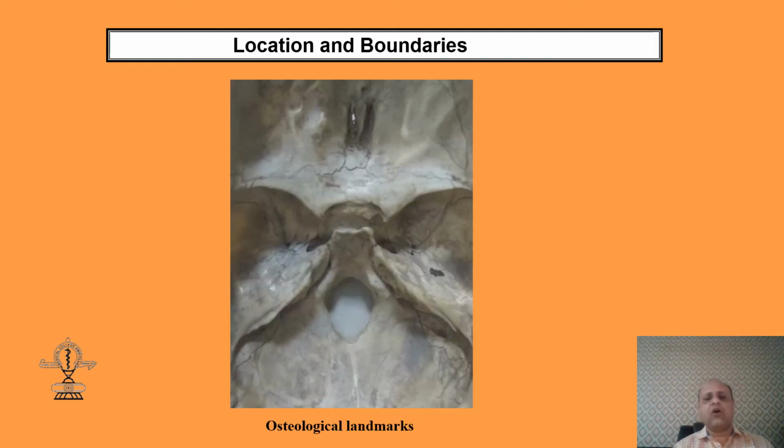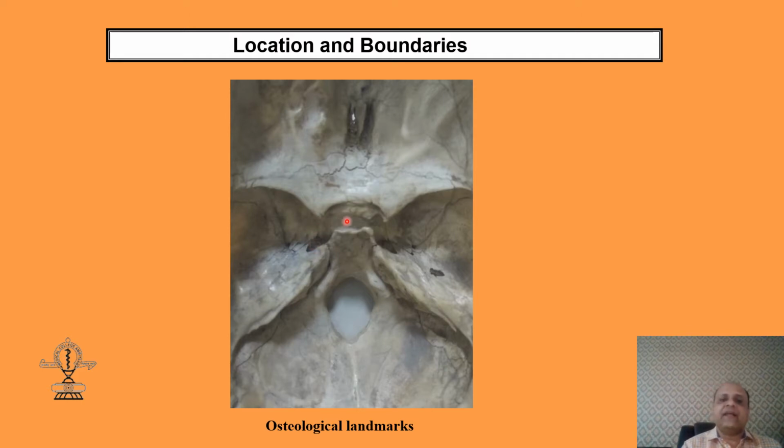Now let us see the osteological landmarks in relation to the cavernous sinus. As I mentioned, it extends from the medial margin of superior orbital fissure. This is the location of superior orbital fissure to the apex of petrous part of temporal bone. So this bone here, students, is the petrous part of temporal bone, and here is the apex of petrous part of temporal bone. So here lies cavernous sinus of one side, while here lies the cavernous sinus of the other side. Okay, and as I mentioned, it is a venous space.